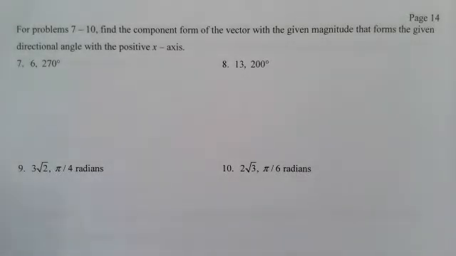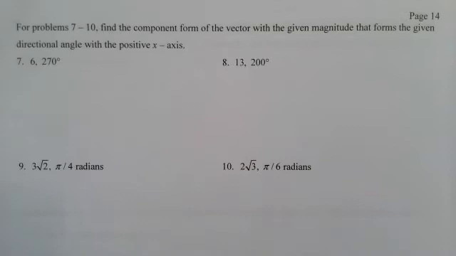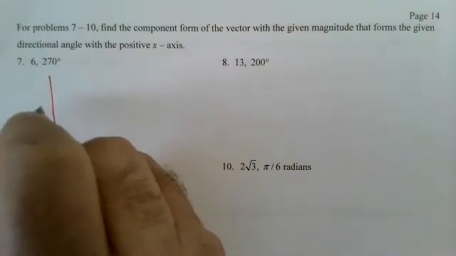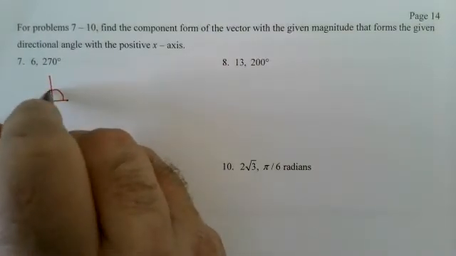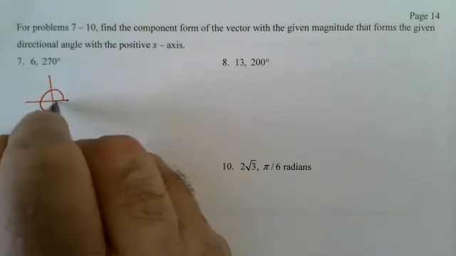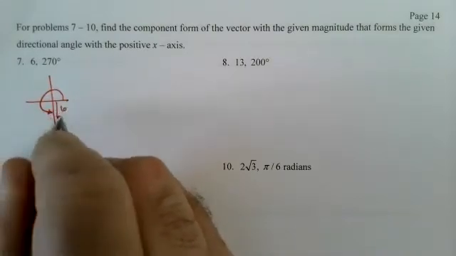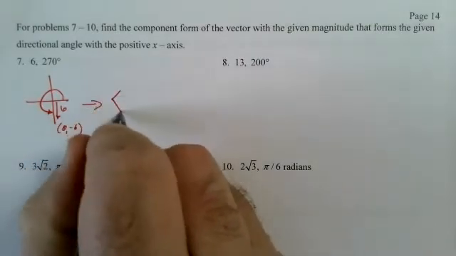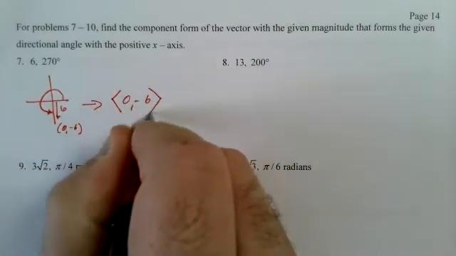Okay. Find the component. And yeah, find the component. All right, so 6 long, 270 degrees. So there it is, 270, and it goes down here to basically (0, -6). So that means the vector is (0, -6).